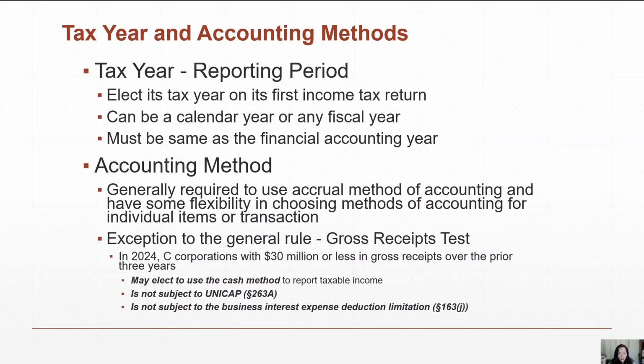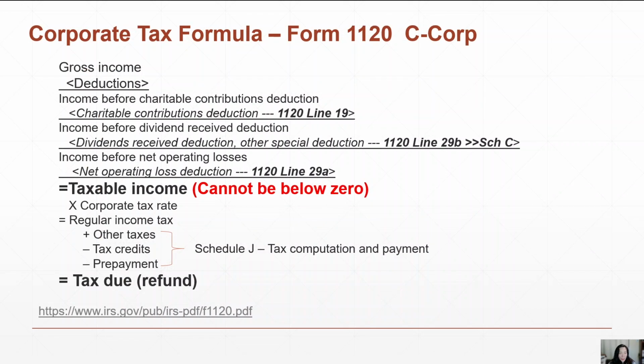And the tax year and accounting methods, this is something for you to read. It's pretty self-explanatory. And corporate tax formulas, similar. Start with gross income, then get to the deductions, get to the taxable income, and later on the corporate tax rate, 21%, and the regular income tax, plus later on other taxes, credits, and prepayment, and you will get to the final tax due or refund.